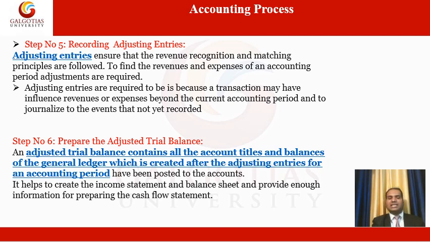Now I'm going to explain the sixth important step of the accounting process, that is preparing the adjusted trial balance. Guys, an adjusted trial balance contains all the account titles and balances of the general ledger, which is created after the adjusting entries of an accounting period have been posted to the accounts. It helps to create the income statement and balance sheet and provides enough information for preparing the cash flow statement. Right. I hope it is clear to everybody.